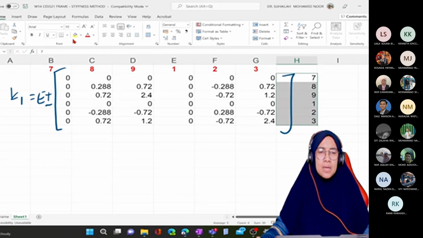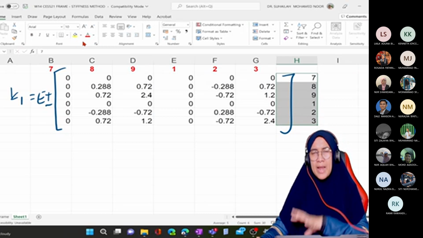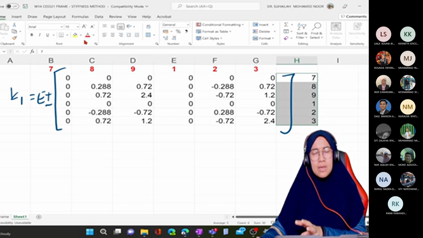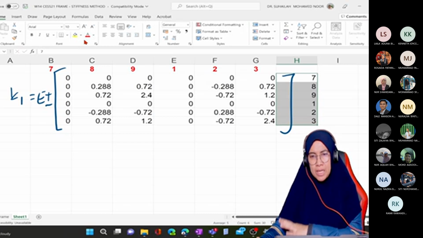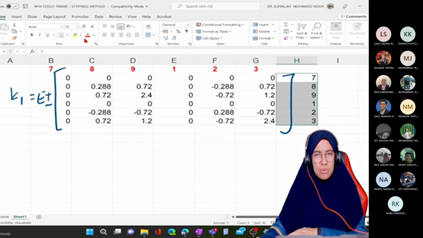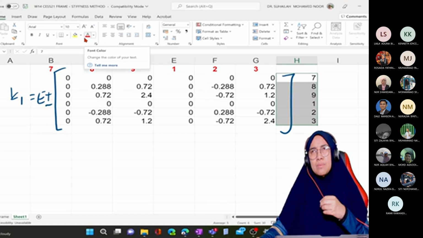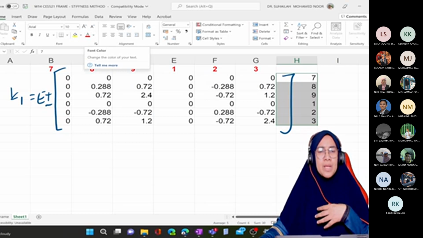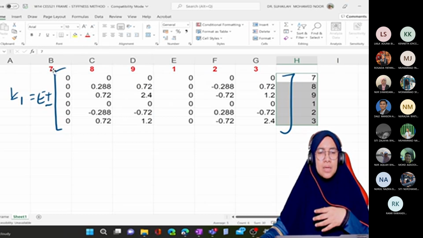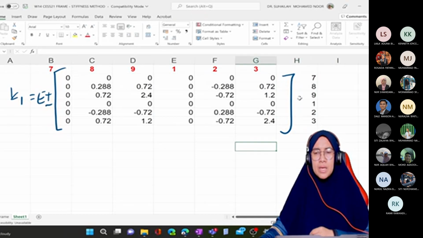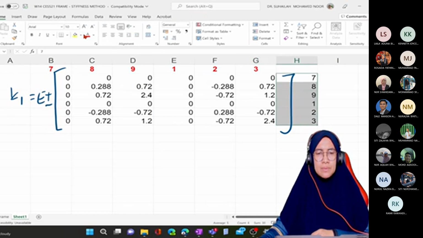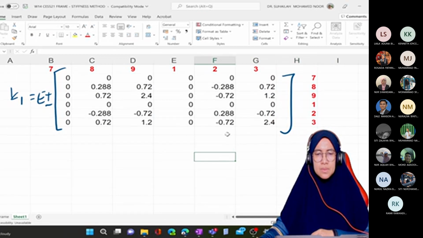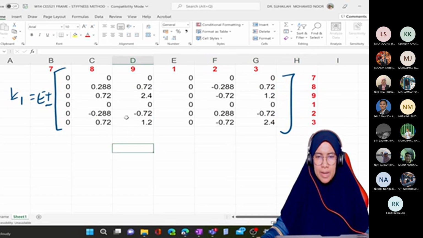Okay, we label from near to far. At near, we have 7, 8, 9. At far, we have 1, 2, 3. We identify from the arrow. The arrow always moves towards the far end. So near will be 7, 8, 9. Okay, so this is the label. This is for K1. Okay, K2.